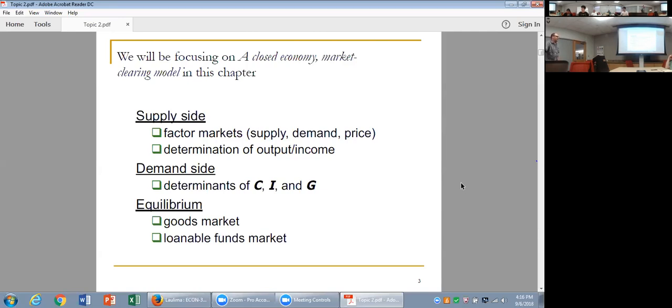Two things about this model. It's a closed economy and it's market clearing. Closed model means essentially that for now, we're not going to presume that there is a net exports market. So there's going to be no exports, no imports. Every country has to do everything themselves.